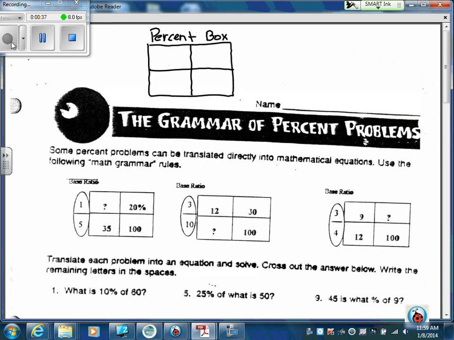But with a percent box, your labels are going to be very similar to fractions. Part over total, or the other words that they use would be is over of. These things mean the same. So part or is over total or of. Percent will go in this box, and we know that percents are always out of 100, so you always have 100 in that box. Again, this is just to help organize your numbers to then help you find whichever missing information there is.